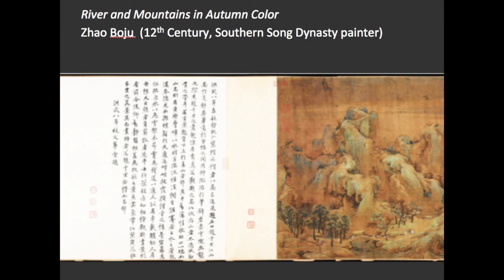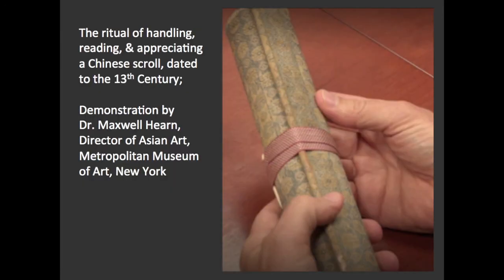Here again is the River and Mountains in Autumn Color by Zhao Buju. This is a detail of the end of the hand scroll, which features Chinese inscriptions in black ink and brush calligraphy, and to each side there are small red stamp seals from the artist, from collectors, and from subsequent generations of individuals who have cared for and appreciated this beautiful scroll.